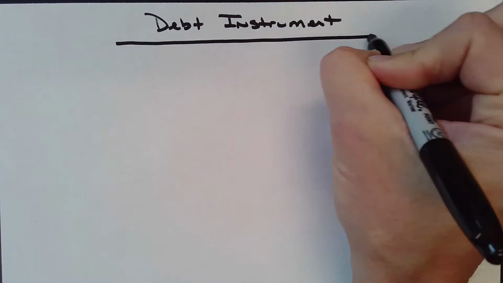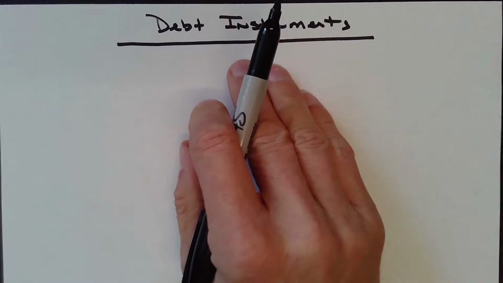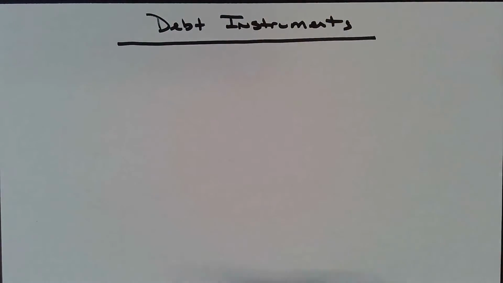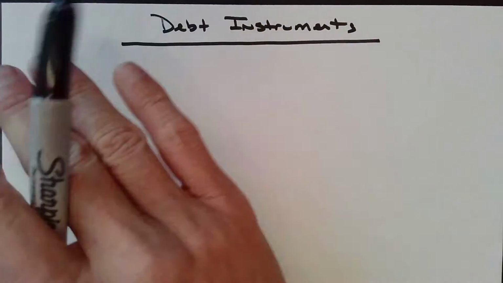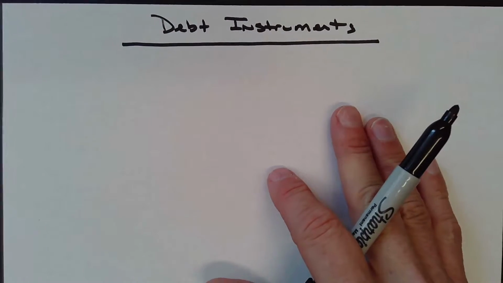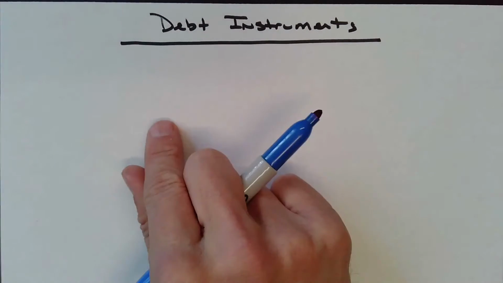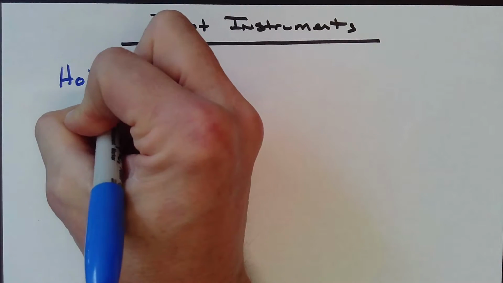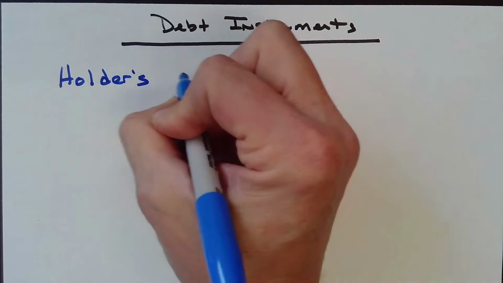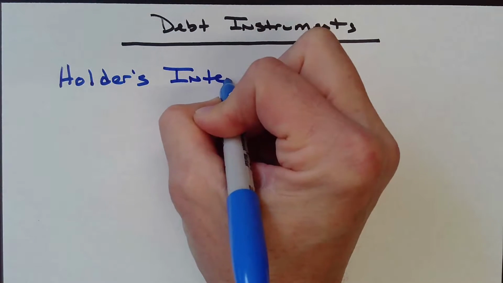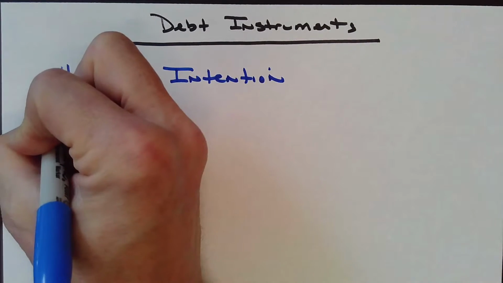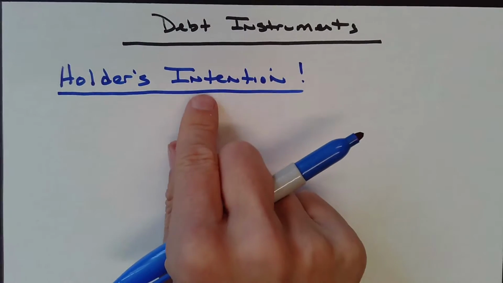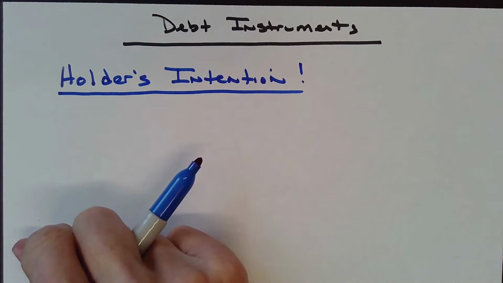Because now it has less to do with the debt instrument. Whereas with the equity investment, we were looking to see, do I own X percent of the company, and given the X percent of the company, I'm going to account for it differently. Here, we're focused more on the holder's intention. The holder's intention. What do they intend? Why are they in this debt instrument?